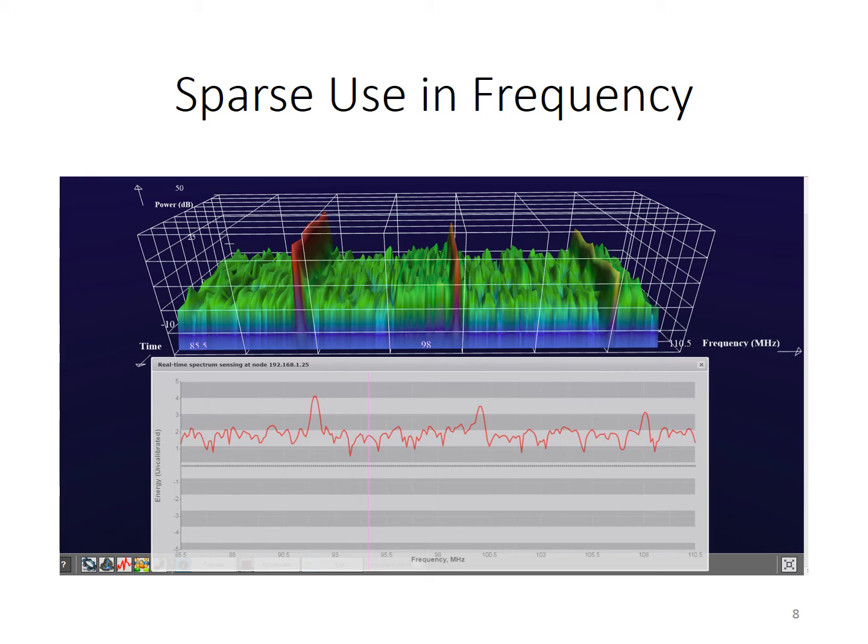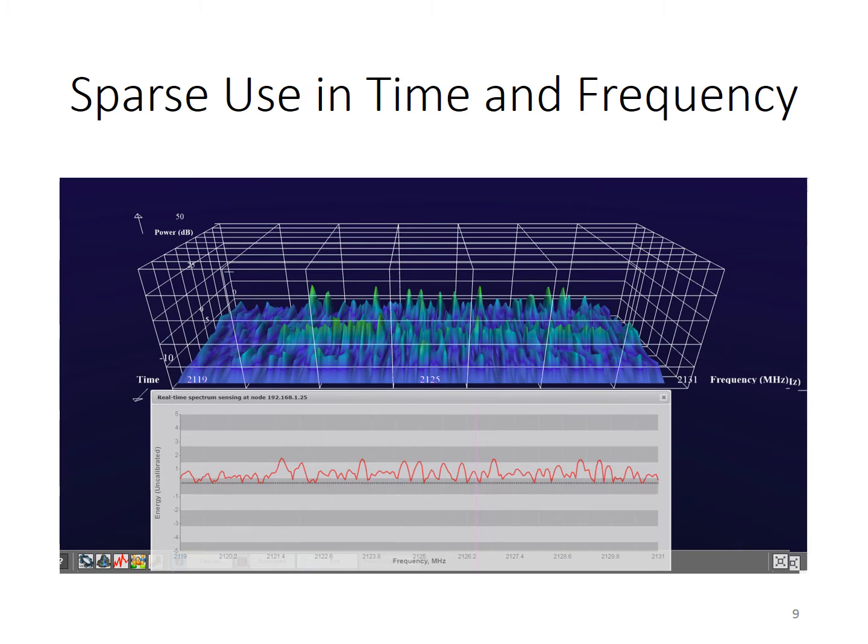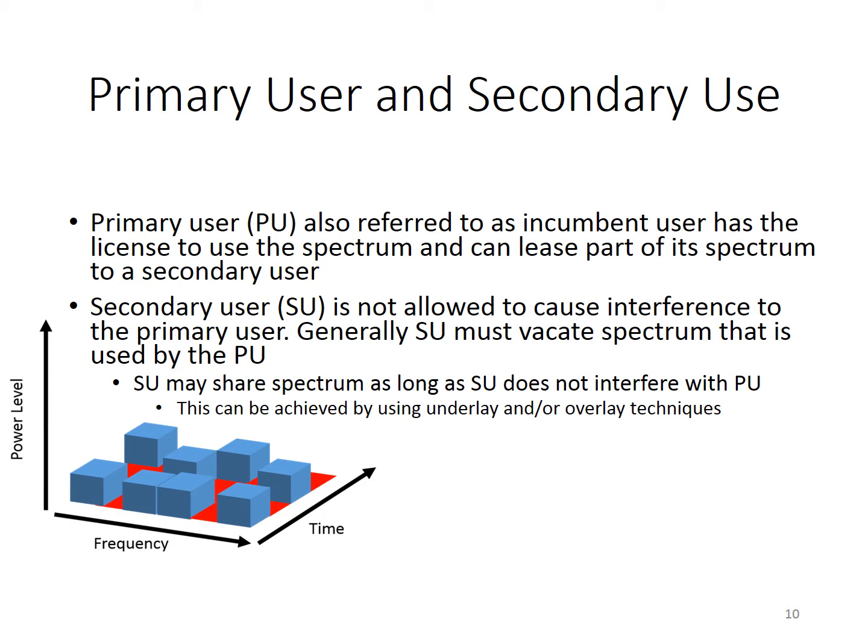In this example, only a small number of frequencies are occupied. Although these frequencies are occupied continuously, many frequencies are available for opportunistic use. The case shown here involves intermittent use of many frequencies. At a given time, some but not all of the frequencies are unoccupied and could potentially be allocated to secondary users. The terms primary user and secondary user are typically used when discussing new approaches to spectrum access.